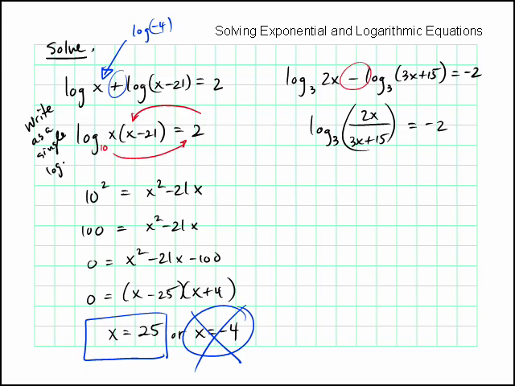Now I put it into exponent form, just like I've done with all the others. 3 to the negative 2 should equal this whole thing in the parentheses. 3 to the negative 2 power equals 2x over 3x plus 15. 3 to the negative 2 is 1/9.